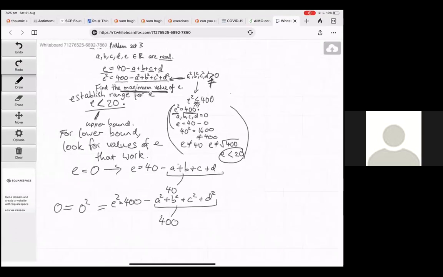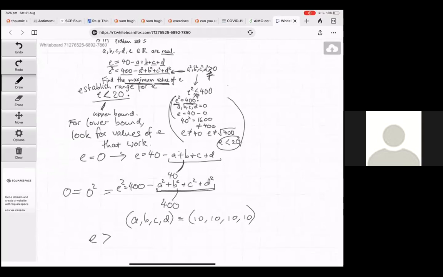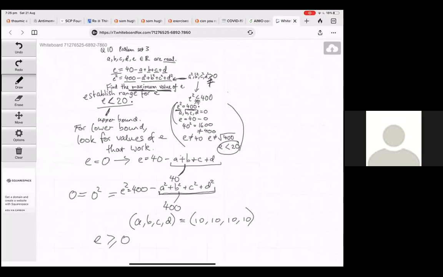And the values of A, B, C, and D that give us this are 10, 10, 10, and 10. So 10 plus 10 plus 10 plus 10 is 40, and 10 squared is 100, added together 4 times, we get 400. Okay, so that means immediately that E is greater than or equal to 0. So we've already narrowed our range down from the entire number line to values between 0 and 20. Okay, let's keep going.